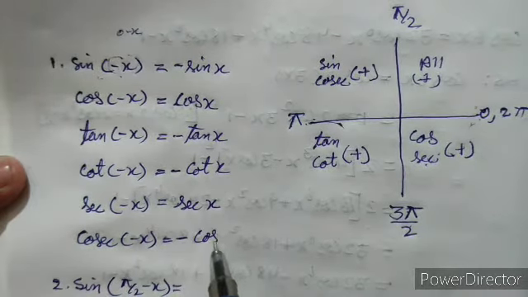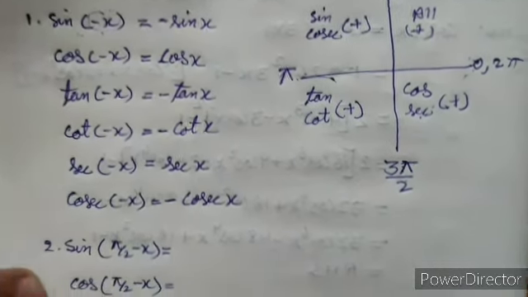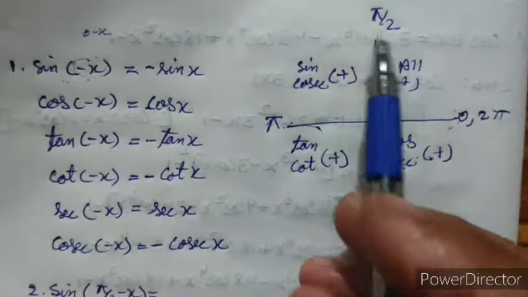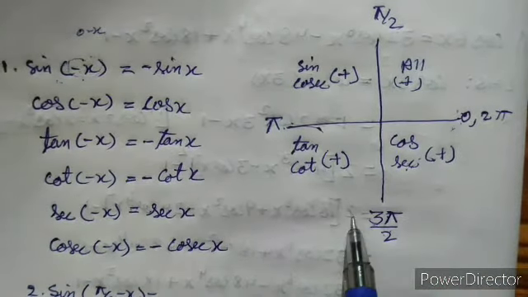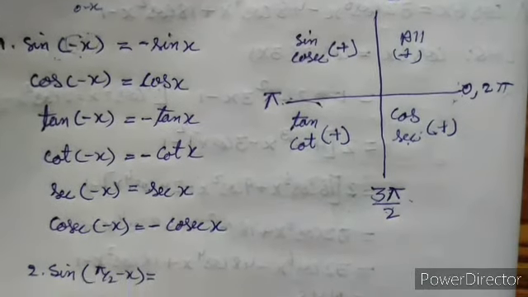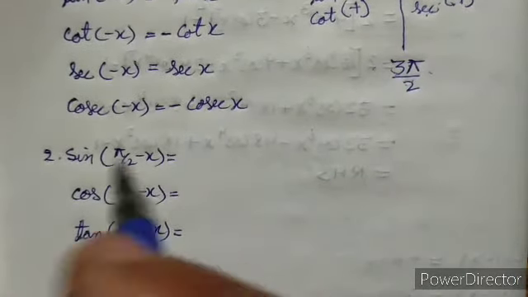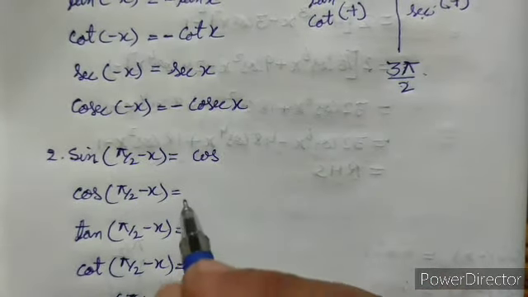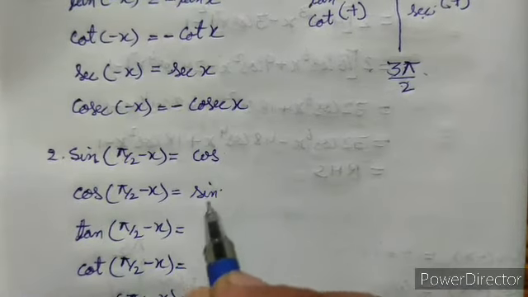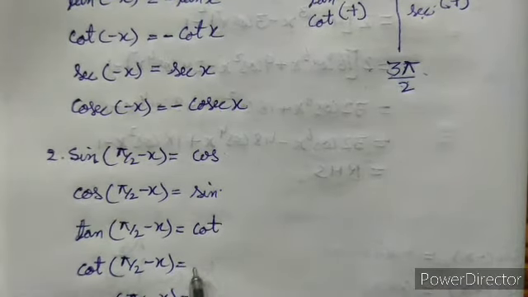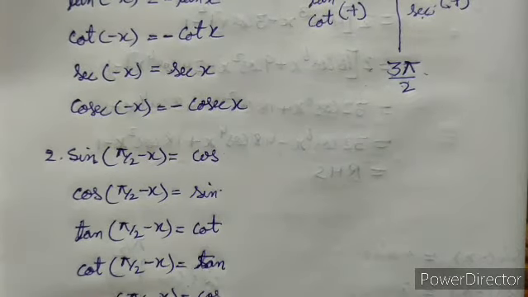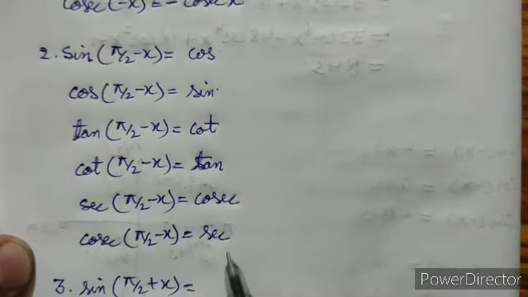and cosec minus x will be equal to minus cosec x. Now for the angles pi by 2 plus or minus theta or 3 pi by 2 plus or minus theta, we will change the trigonometric functions. Sine will be changed into cos, cos will be changed into sine, tan will be cot, cot will be tan, sec will change into cosec, and cosec will be changed into sec.